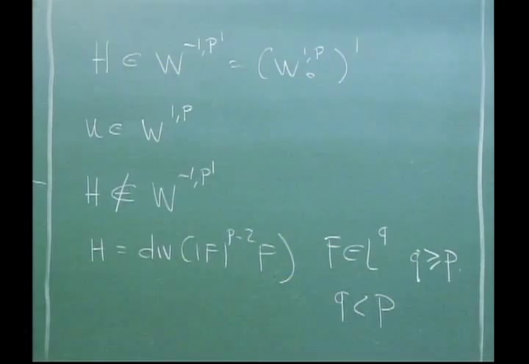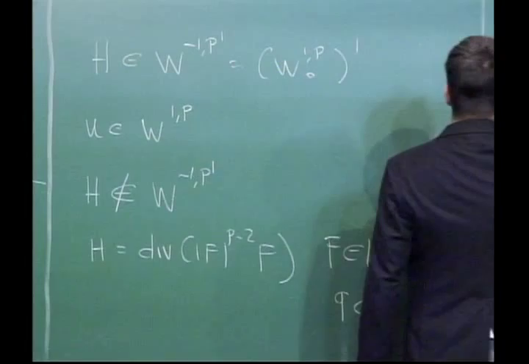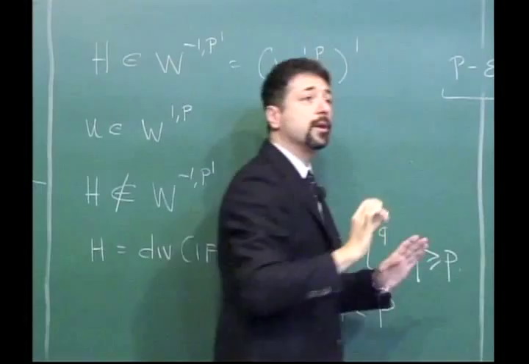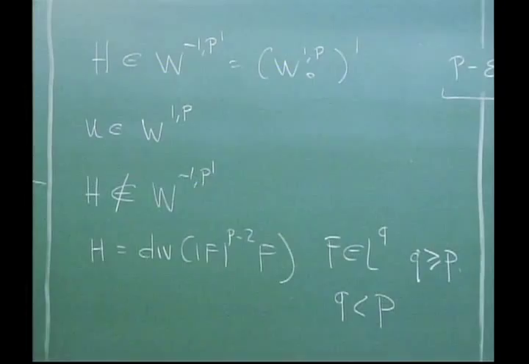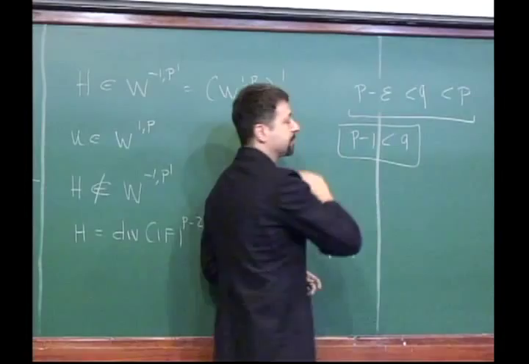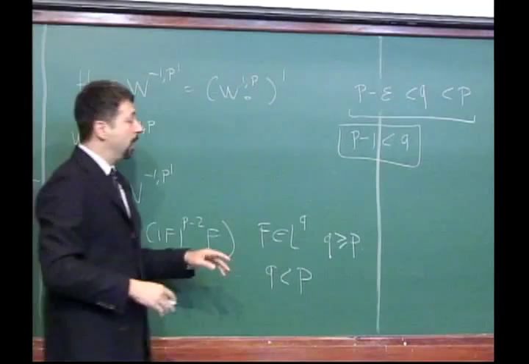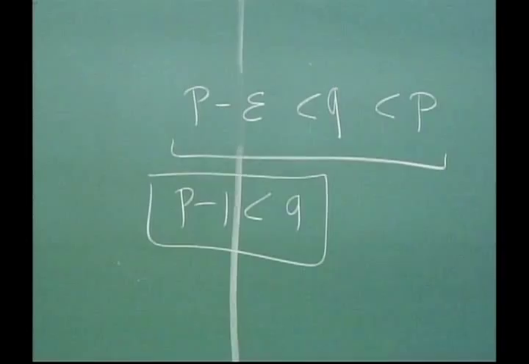The only result available is the one I told you by Iwaniec, Bourdon, and Lewis, which claims that if Q is less than P but still larger than P minus epsilon, where epsilon is a universal number that doesn't depend on the solution or on the vector field, but just on the ellipticity constants, then you can provide a priori estimates. Of course, you would like to turn this epsilon into 1 and get the result in the full range, Q strictly larger than P minus 1, but this is a very difficult open problem that no one is able to touch at the moment. So when the right-hand side is in divergence form and F belongs to L^Q with Q just larger than P minus 1, you are not able to touch this problem.